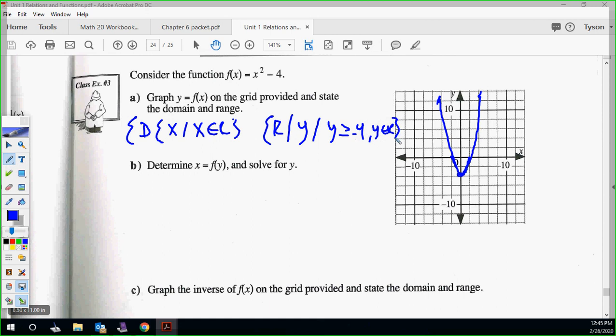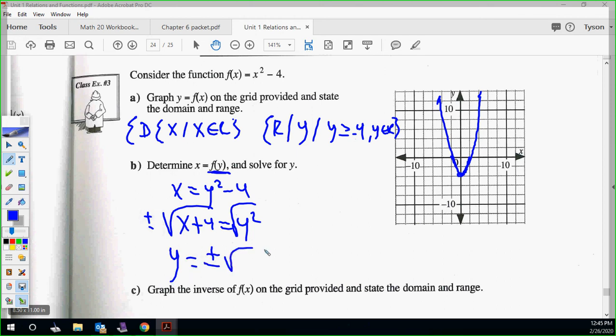Now this is another way they write inverse. If you ever see f of y, that means inverse as well. It's another way they slide in asking for the inverse. They've just flopped your x and your y. So we're going to say x equals y squared minus 4. Add 4, and square root. That's plus or minus. So y equals plus or minus the square root of x plus 4, because it's an even. And what this looks like, this one looks like this.